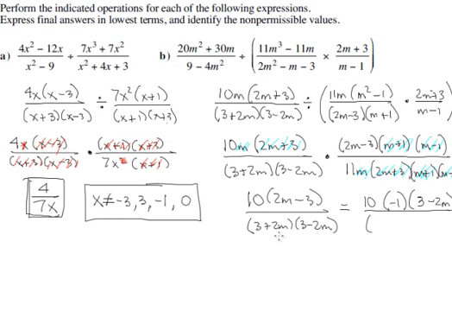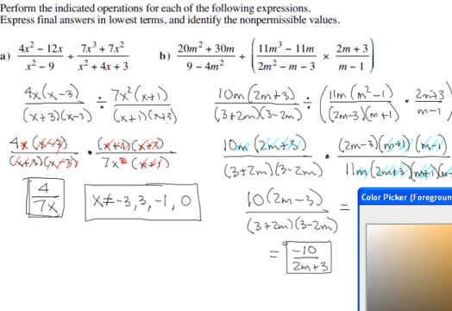And down here, this is bugging me that this isn't in descending order, so I'm going to change it. 2m plus 3 means the same thing. The 3 minus 2m's cancel out. That's the magic of our factoring out a negative 1 trick. And so, our finished version is minus 10 over 2m plus 3.